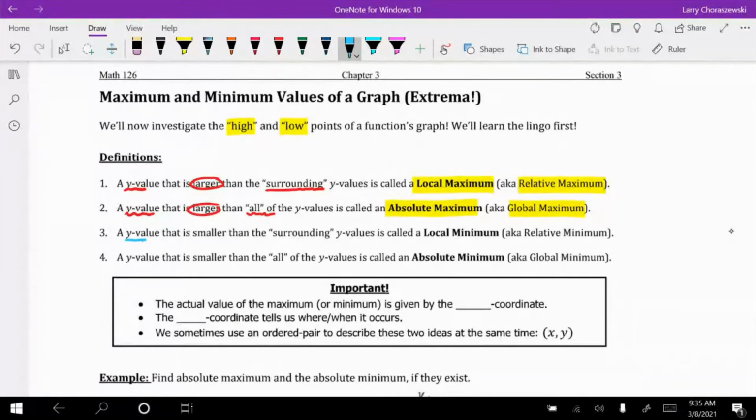A y value that is smaller than the surrounding y values is called a local minimum, or alternatively, relative minimum. And then a y value that is smaller than all of the y values is called an absolute minimum, or global minimum.